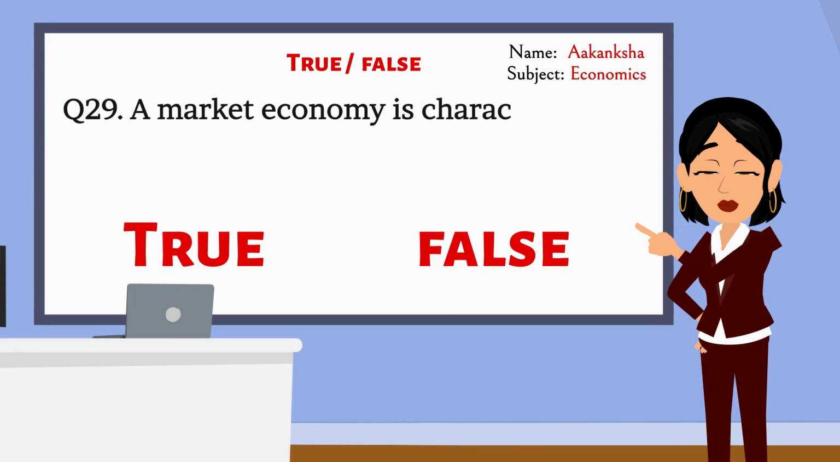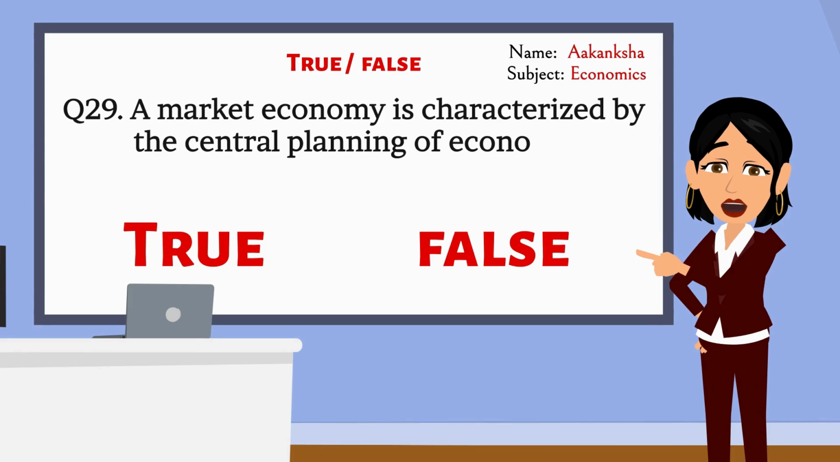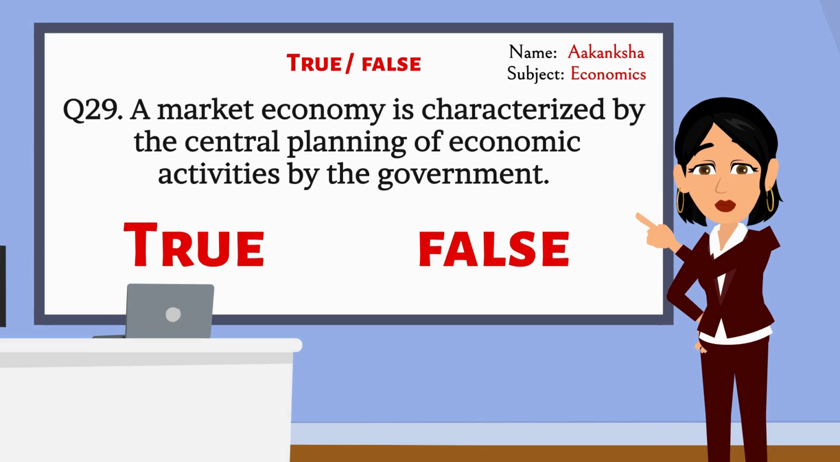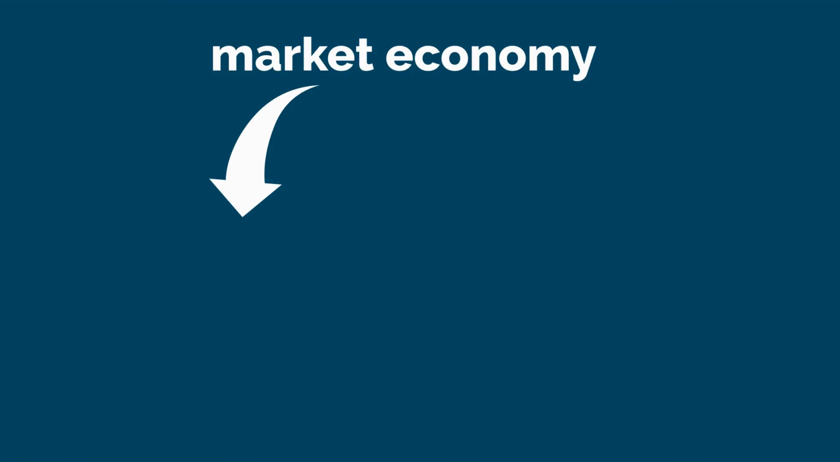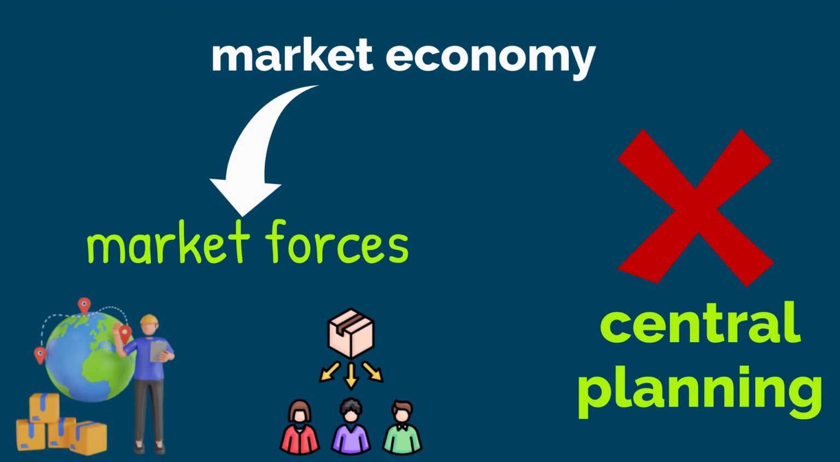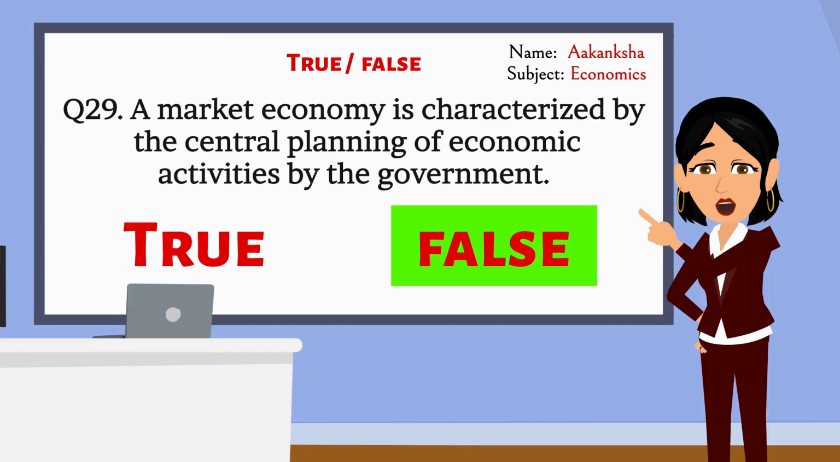Question 29. A market economy is characterized by the central planning of economic activities by the government. True or false? It's a false statement, ma'am. Correct, Bushra. Can you explain why it's false? In a market economy, decisions are driven by market forces like supply and demand, not central planning. Perfect explanation, Bushra. Keep it up.